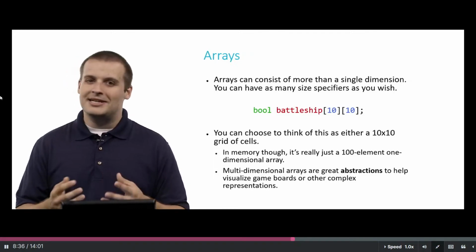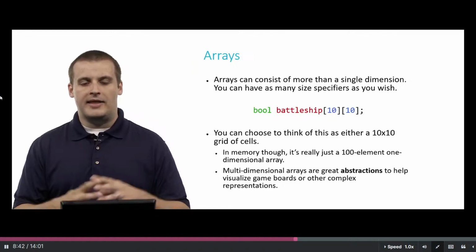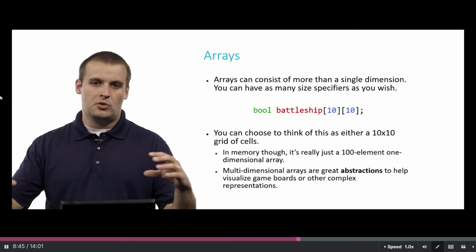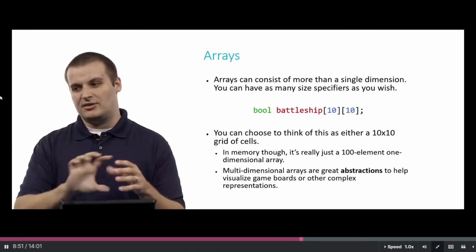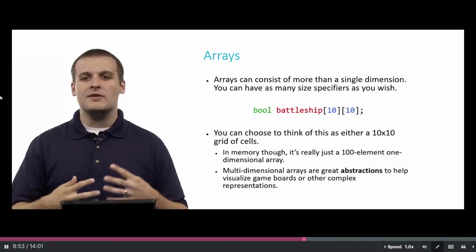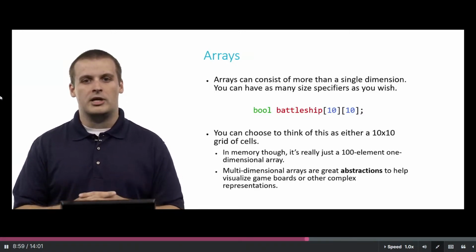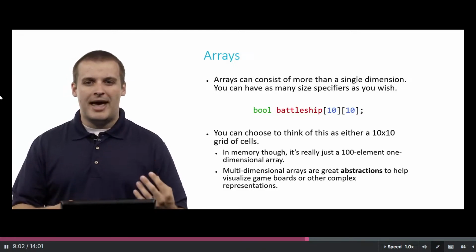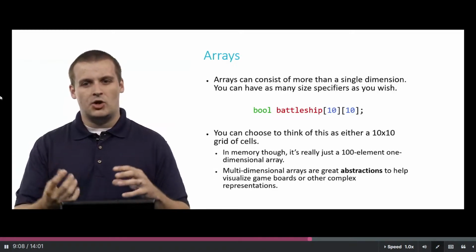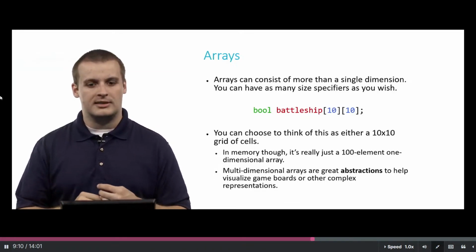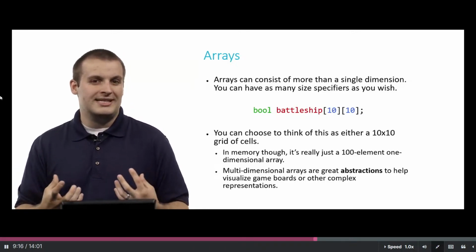Now, in fact, in memory, it really does just remain a 100-element, single-dimensional array. And this goes for if you have 3 dimensions or 4 or 5, it really just does become multiply all of the size specifiers together, and you just get a one-dimensional array of that size. But in terms of organization and visualization and human perception, it can be a lot easier to work with a grid if you're working on a game like Tic-Tac-Toe or Battleship or something like that. It's a great abstraction instead of having to think about a tic-tac-toe board as a line of 9 squares or a battleship board as a line of 100 squares. A 10 by 10 grid or a 3 by 3 grid is probably a lot more easy to perceive.